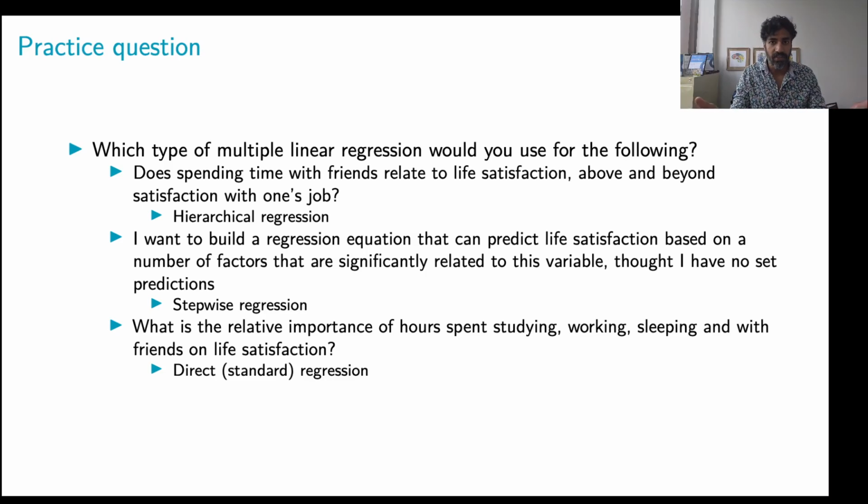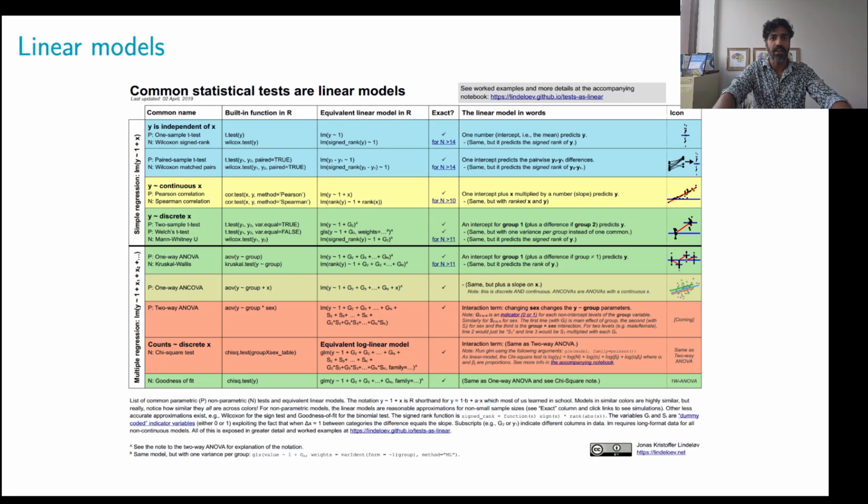And the third one is just what we're used to in terms of a normal question. So what is the relative importance of hours spent studying, working, sleeping, and with friends on life satisfaction? There's no difference in terms of the amount of variance accounted for in the model. There's no sense of trying to predict using significance testing and having no set predictions. So it's a direct standard regression, just your normal regression.